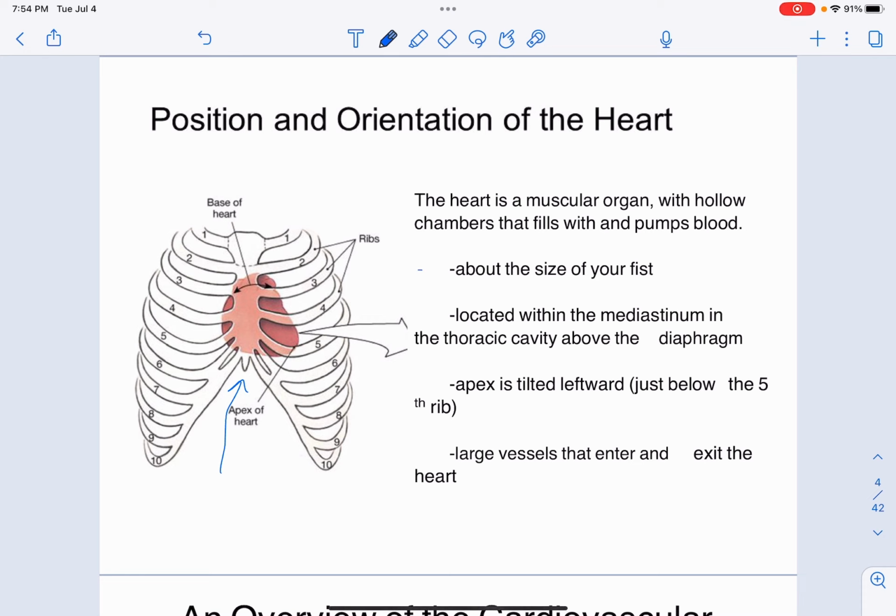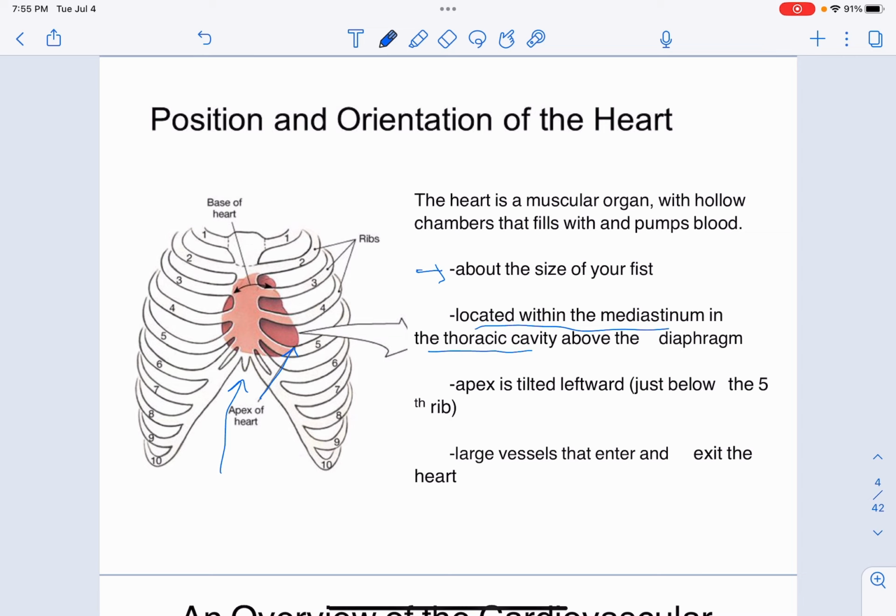Again, as we've talked about before, it's located in the mediastinum, which is also located in the thoracic cavity. It sits above the diaphragm as well as the lungs. You can see the apex. So the apex is the tip of the heart right there. So again, it is tilted leftward. So your heart sits a little bit left of center. It's not right in the center, it's more left.